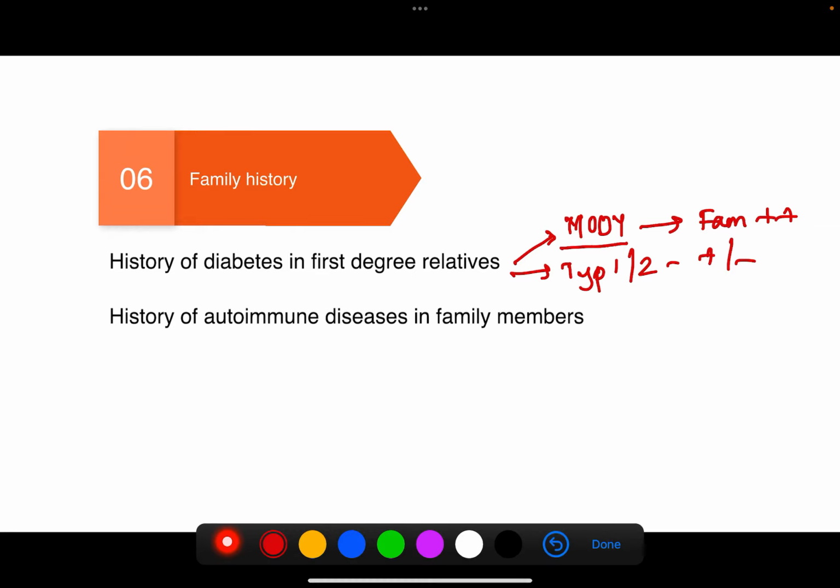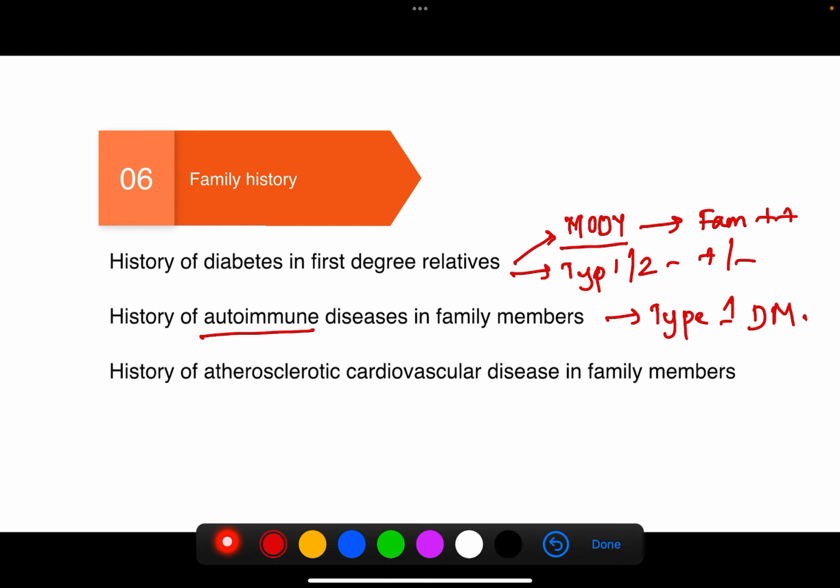Then if there is a young patient, say a 30-year-old who has high sugar levels, and you are thinking in terms of type 1 diabetes mellitus, even if the parents have diabetes, you cannot rule out MODY, so it can be type 1 or MODY. Next, ask if there is any history of autoimmune diseases in the family, thyroid disease or any autoimmune disease in family members. This will be very important if you are thinking in terms of type 1 diabetes mellitus. But if you are very sure that it's type 2, then you can skip this.